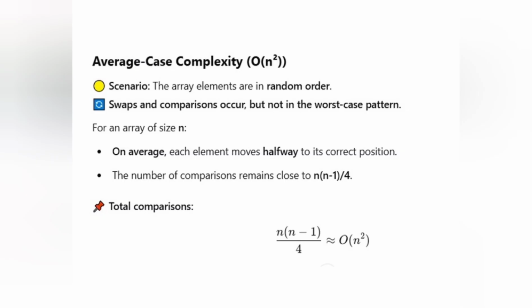In the average case complexity, the array elements are in random order, which means the array is halfway sorted. So in this case, the total comparisons will be n into n-1 by 4, which is also equivalent to O of n square. Thus, we have discussed the logic, implementation and complexity of the bubble sort algorithm.